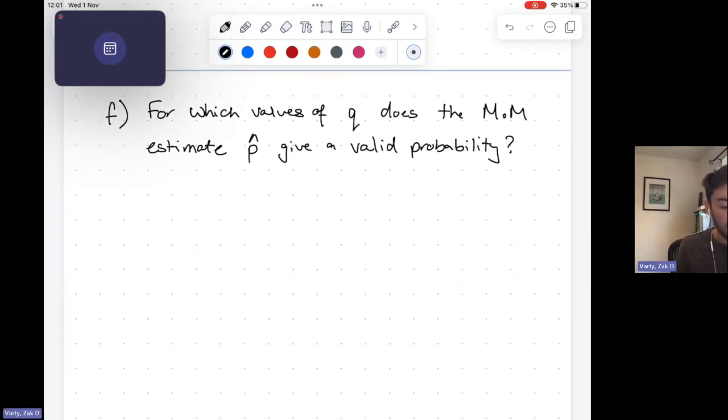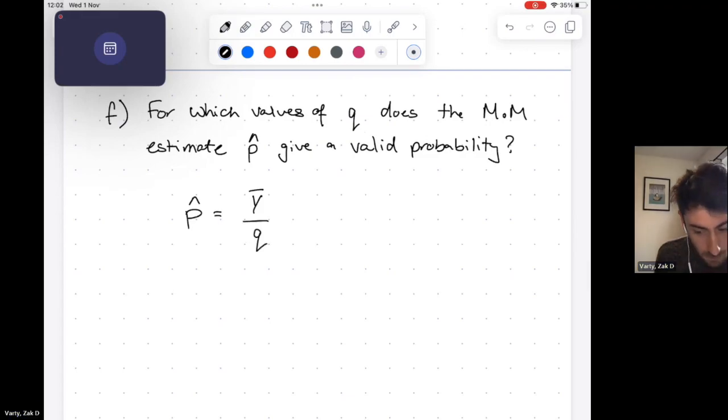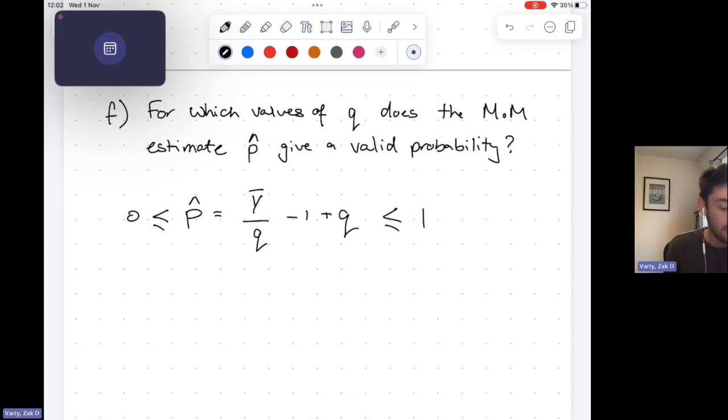Okay, and then the final part of the question asks us which values of q, so our randomization proportion, will lead to a method of moments estimator, p hat, that gives a valid probability. So just recalling from further up, our method of moments estimator, p hat, is going to be the sample mean divided by q, minus 1 plus q. And for this to be a valid probability, what we require is for this to be somewhere in the interval between 0 and 1.